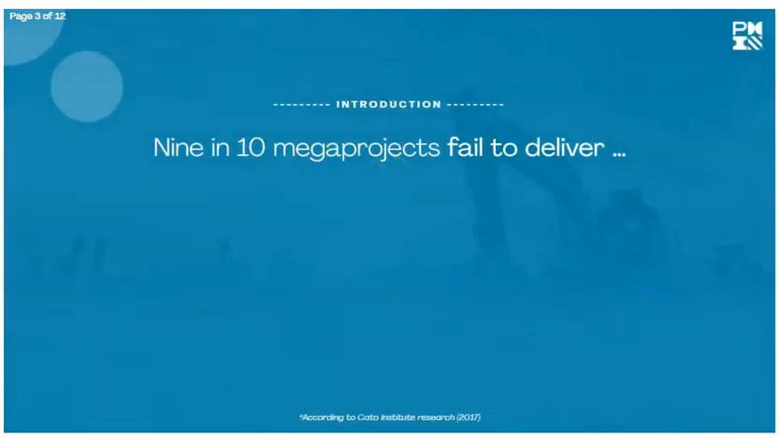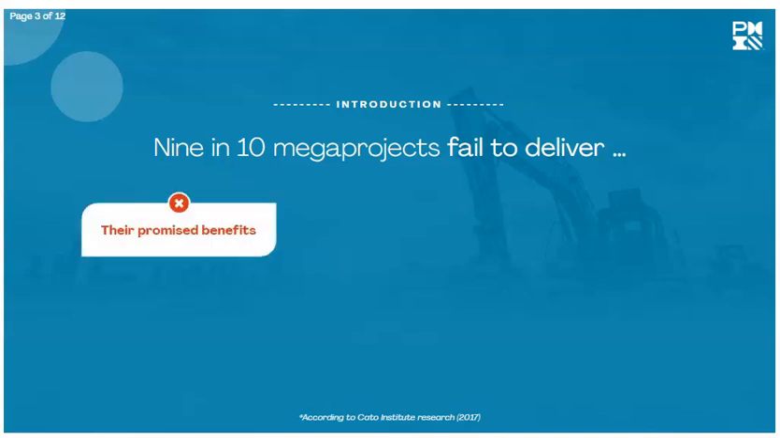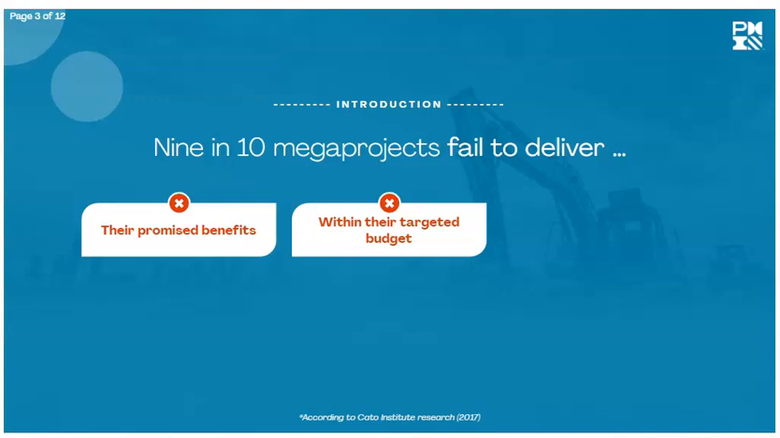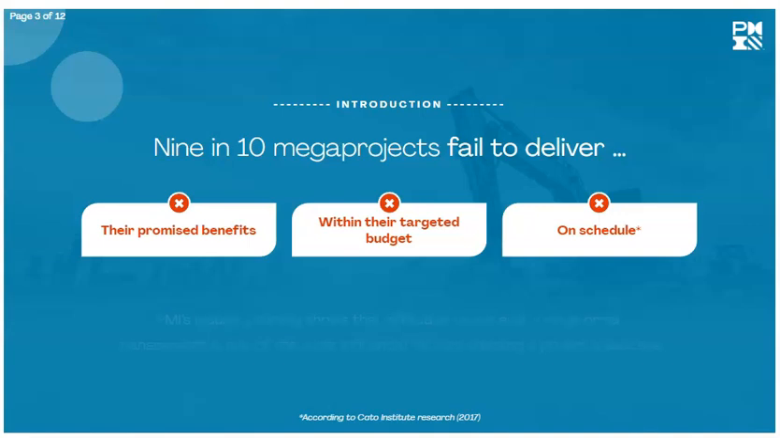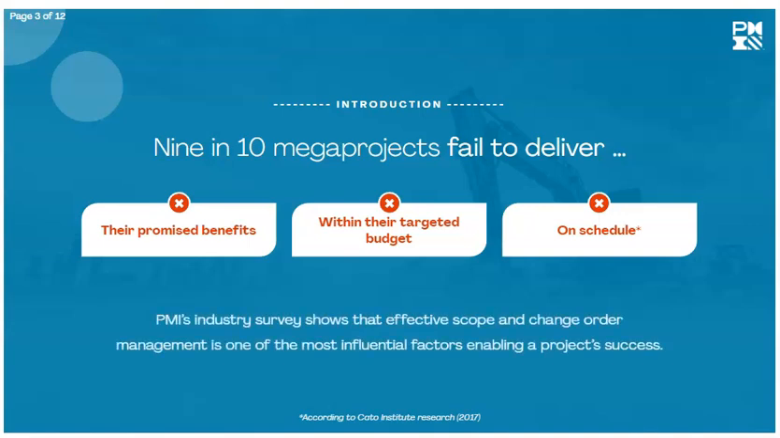Would you ever guess that 9 in 10 mega projects fail to deliver their promised benefits within their targeted budget and on schedule? So, how do we begin to address this costly issue? PMI's industry survey shows that effective scope and change order management is one of the most influential factors enabling the project's success.